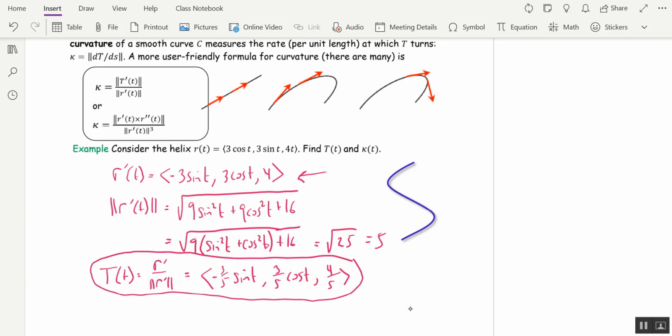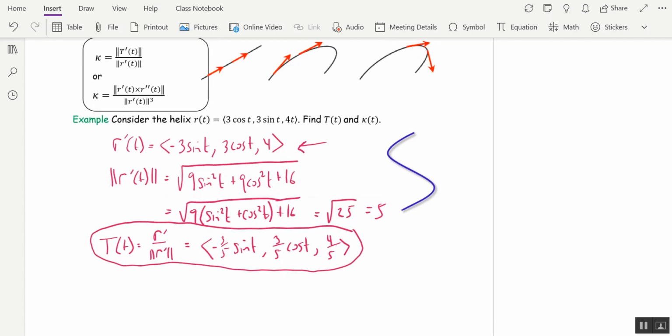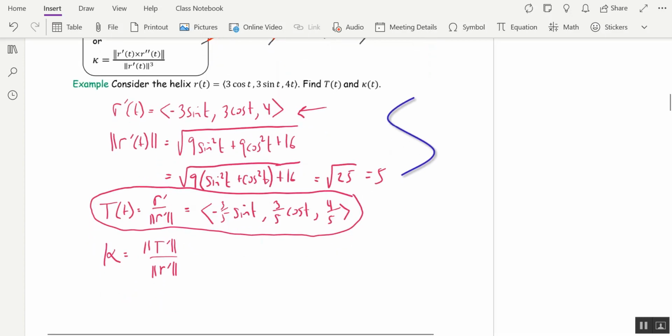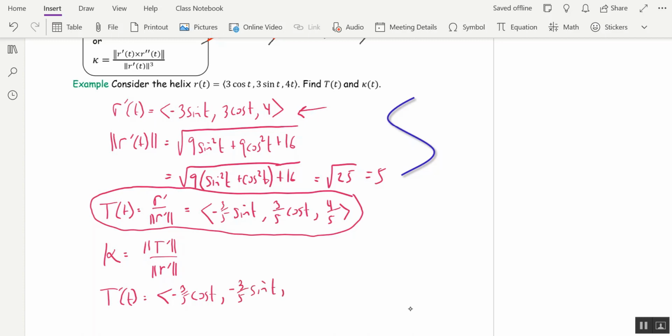Now we want the curvature, kappa. Now kappa is the length of T prime over the length of r prime. So we already have the length of r prime, that's 5, but we're going to need the length of T prime. So first we're going to need T prime. So T prime of t is negative 3/5 cosine t, negative 3/5 sine t, comma, 0.